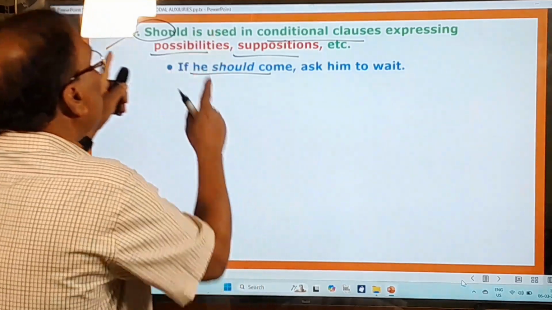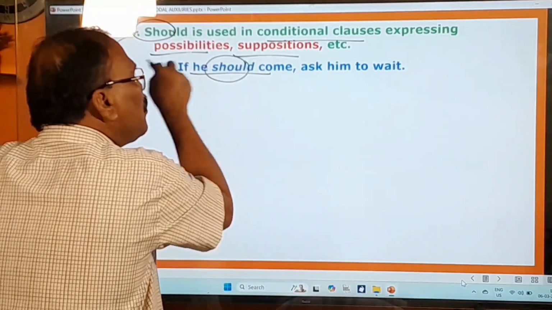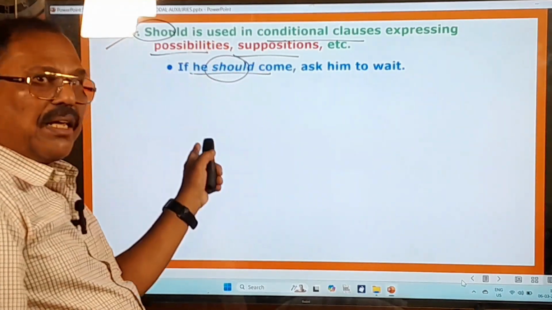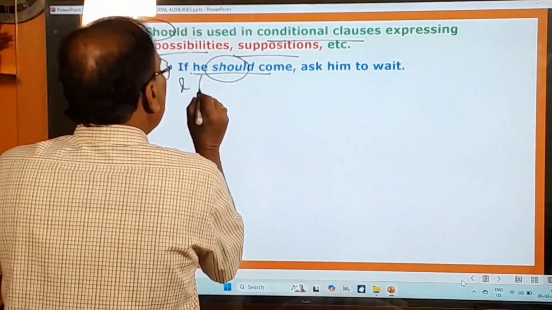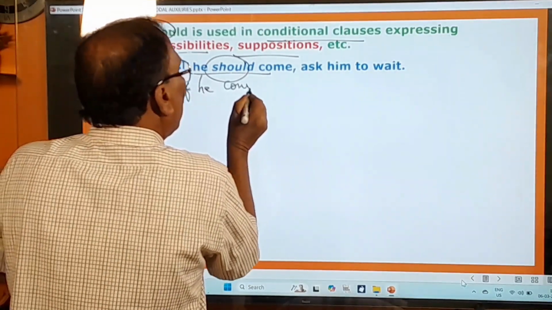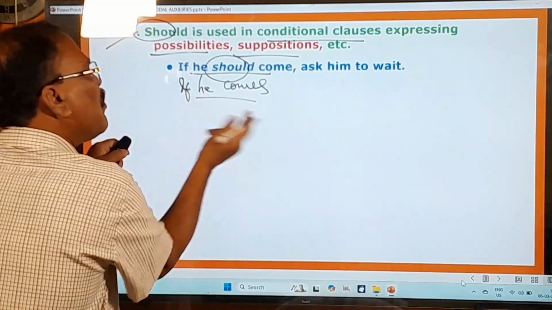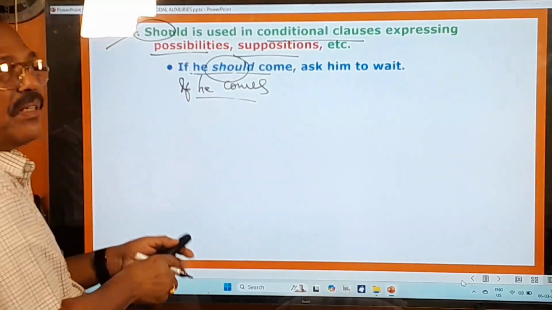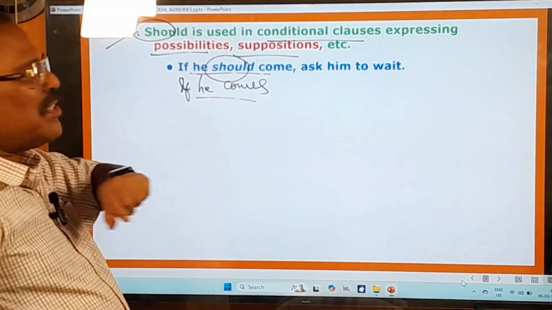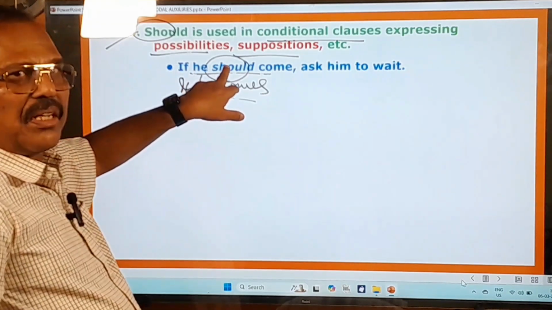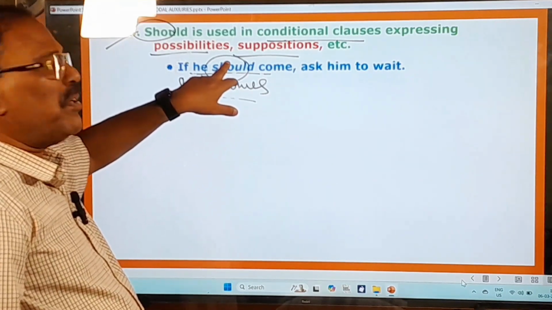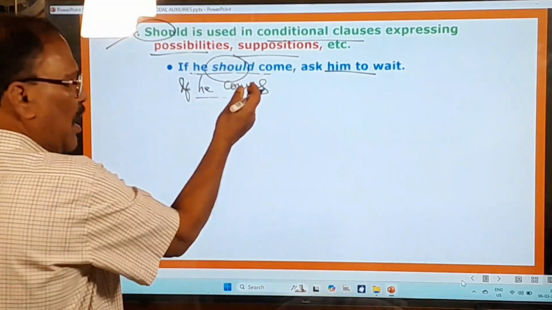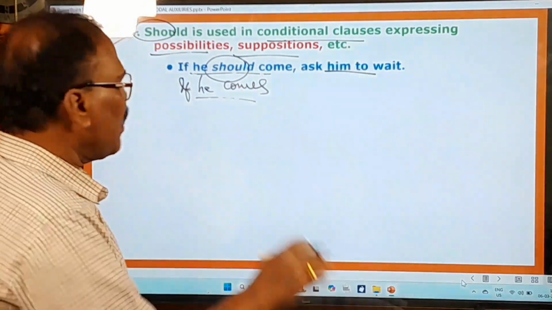Whenever you are indicating this possibility or supposition, you must use only should. If he should come, అతడు ఒకవేళ వచ్చినట్టయితే. For example, if you say if he comes, look at this, if he comes means అతడు వచ్చినట్టయితే, అతడు వస్తాడు తప్పక వచ్చినట్టయితే, that's it. See the difference between these two sentences. So here it is certain but it is not certain here, it is probable but it is not probable here. Okay, so that's there. So if he should come, ask him to wait. అతడు రాడు, ఒకవేళ వచ్చినట్లయితే ఆగమని చెప్పు, something like that.